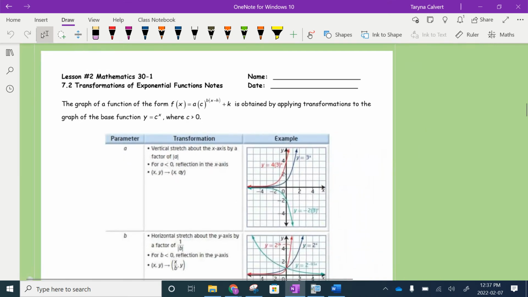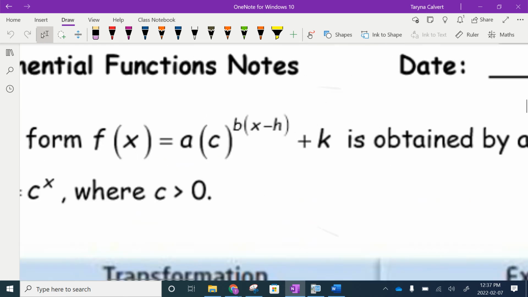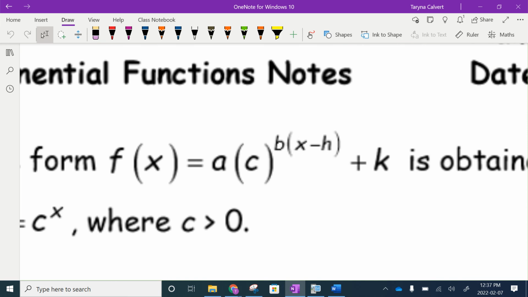So 7.2, guys, the only difference between what you did in 7.1 and what you did in 7.2 is applying the transformation. During class, I did talk about the mapping notation: when you have an exponential function y equals a bracket c to the exponent of b bracket x minus h all plus k, the c is your base function. The c value has nothing to do with the transformation. So this number here, that's the base function.